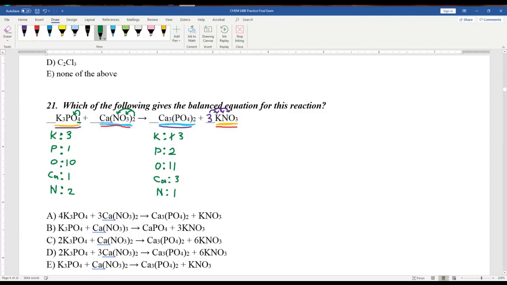I now have 3 potassiums, and I have 3 nitrogens, and I have 3 times 3, which is 9 oxygens, plus 2 times 4, which is 8. So 8 plus 9 is 17 oxygen. So now I can go ahead and balance my next one, and that's going to be the phosphorus. Notice I'm just doing it 1 element at a time. So if I'm balancing phosphorus, what am I going to have to do?